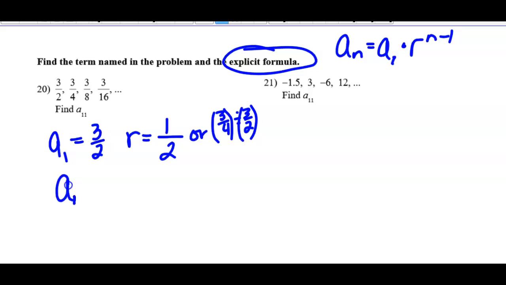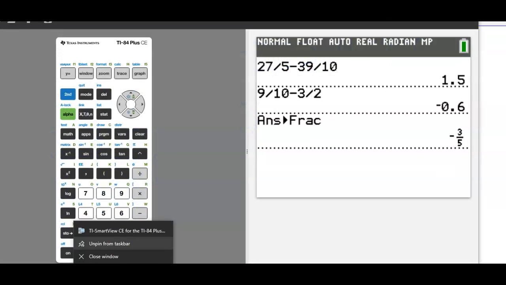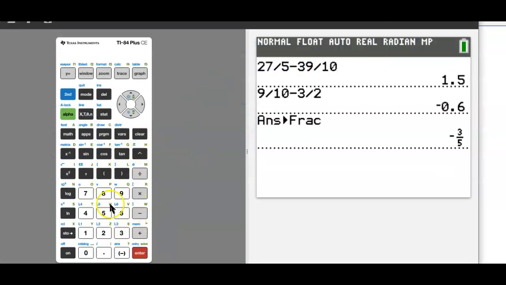So explicit formula is 3/2 times 1/2 to the n minus 1. The first parentheses actually aren't necessary. The second parentheses are. And then it wants the 11th term. So we're going to do 3/2 times 1/2, 11 minus 1 times. And you want an exact value. So you should go ahead and change it back to a fraction. Some of you would be doing this the shorter way, but I'm going to do it this way.